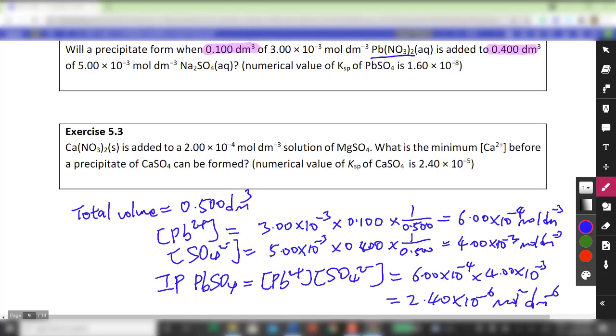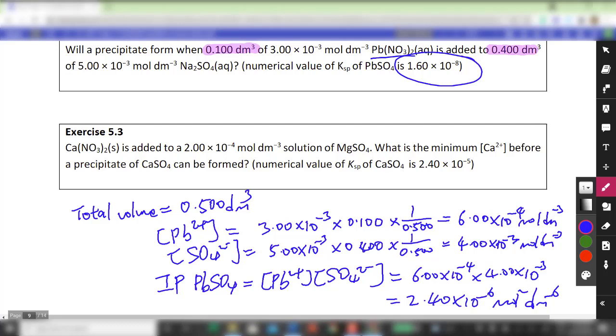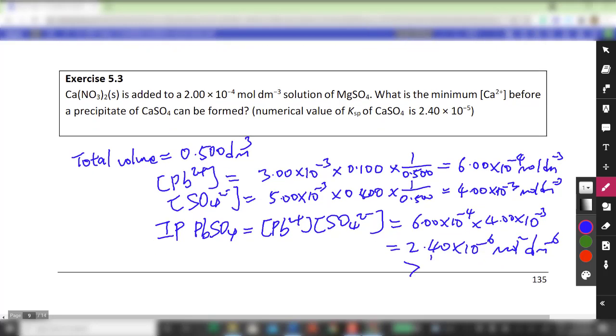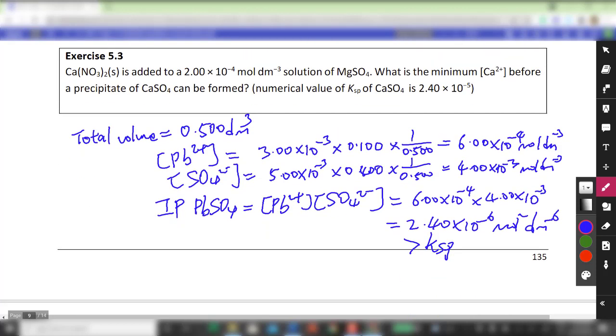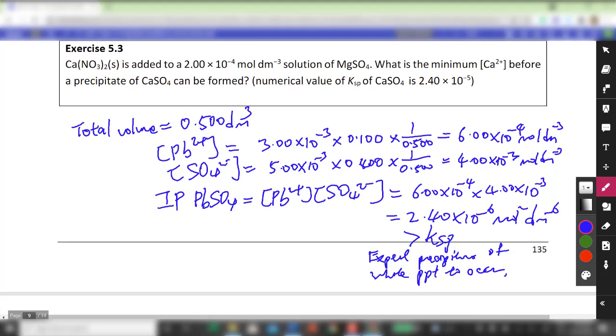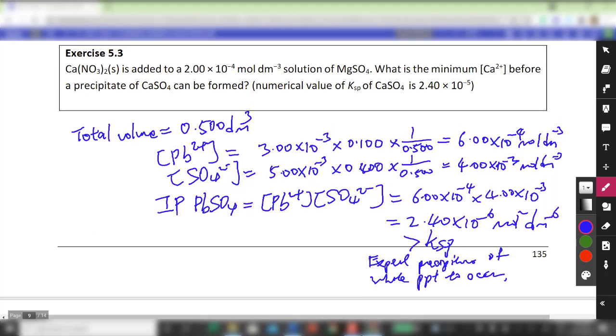And you notice that this value is actually bigger than the Ksp. So therefore, I expect precipitation of white precipitate to occur. Okay, so I hope you find that it's actually pretty straightforward in terms of calculation, so it's not as difficult as what you might be thinking.